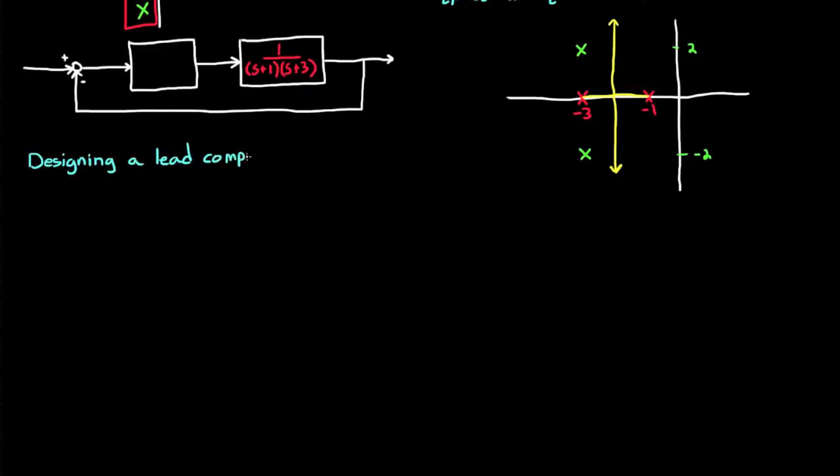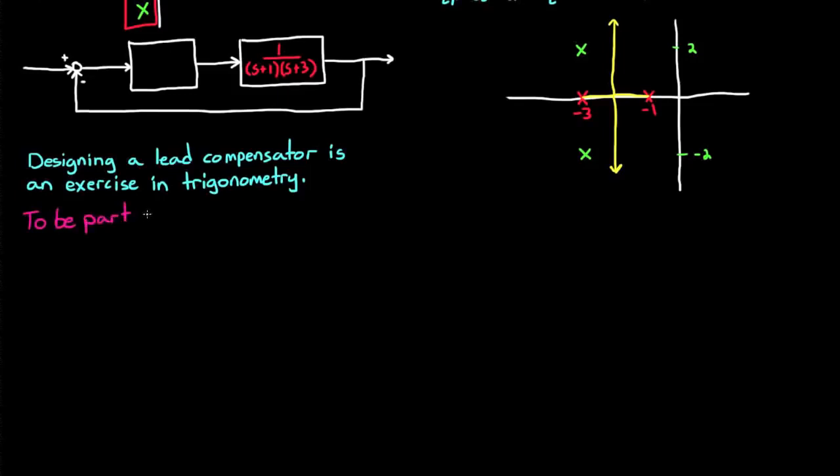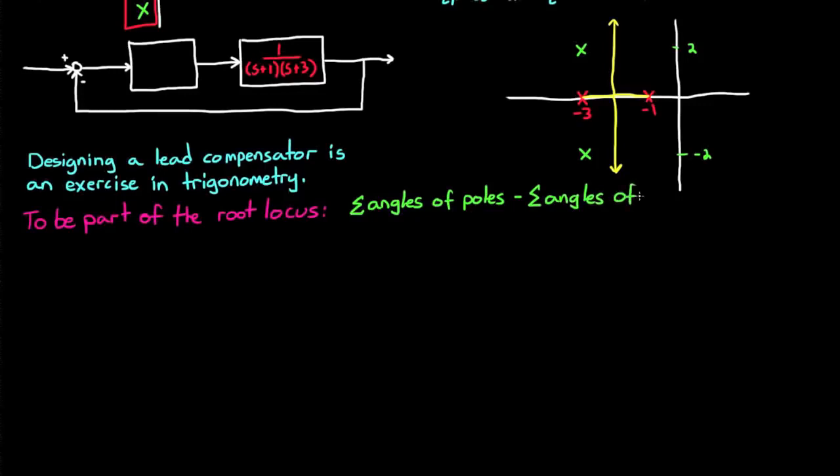So now at this point, designing a lead compensator is really just an exercise in trigonometry, just solving for the angles of a few triangles. Let me show you why. In order for a point to exist on the root locus, then the sum of the angles of all the poles minus the sum of the angles of all of the zeros has to equal 180 degrees. And the angle I'm talking about is the angle of the line from the open loop pole to the closed loop pole on the root locus.